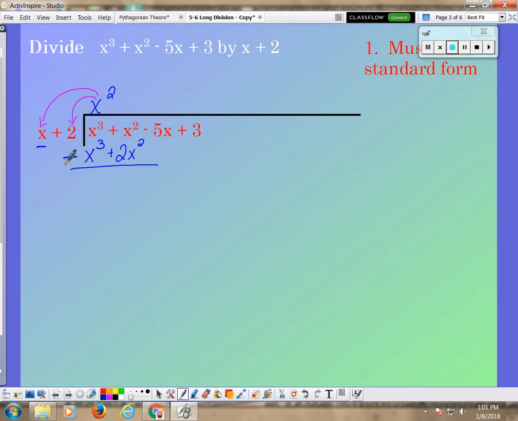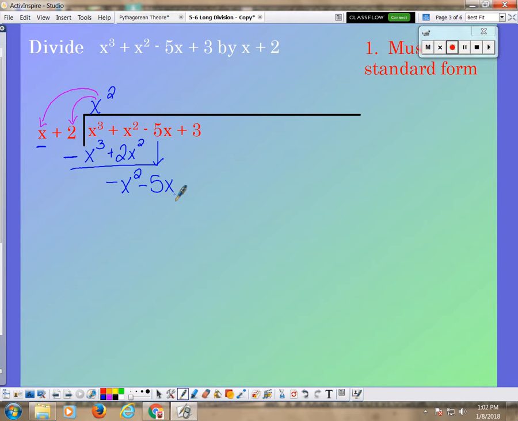I'm going to subtract. Well, x cubed minus x cubed is 0. x squared minus 2x squared is a negative x squared. I'm now going to bring down my minus 5x. And we're going to repeat the process.